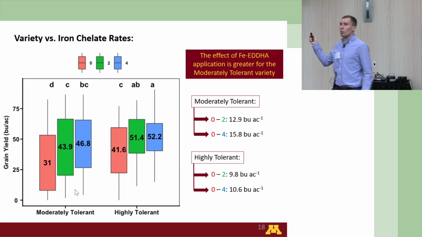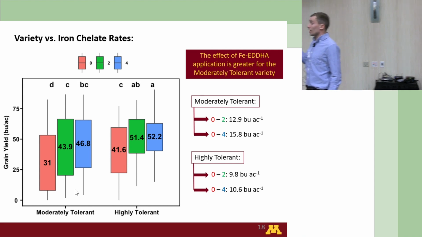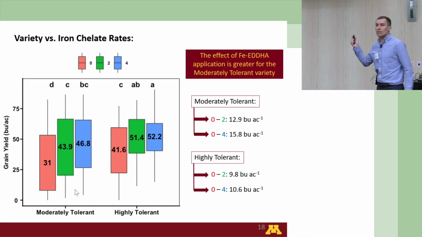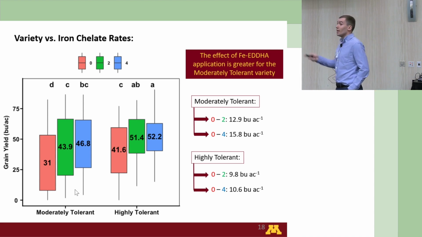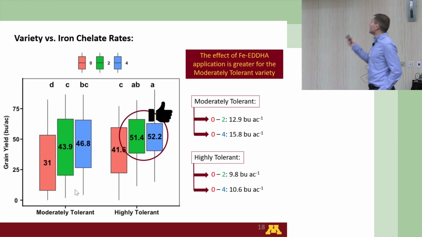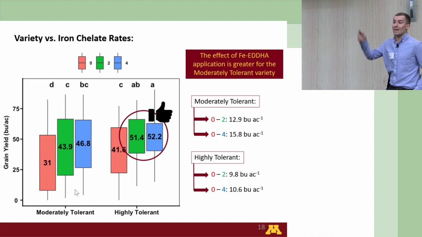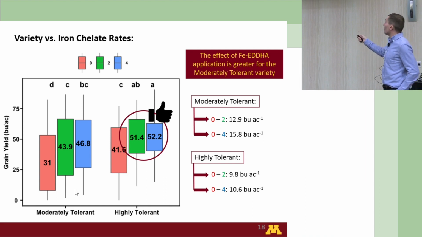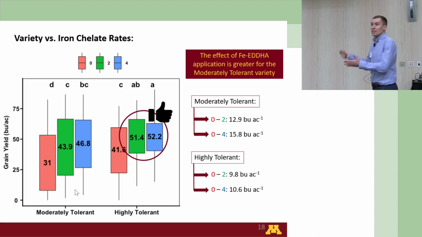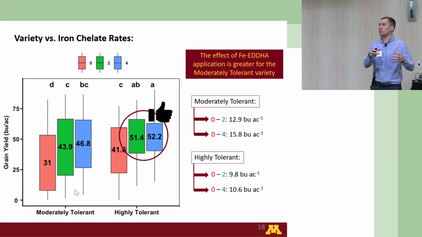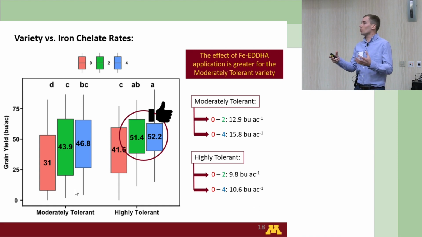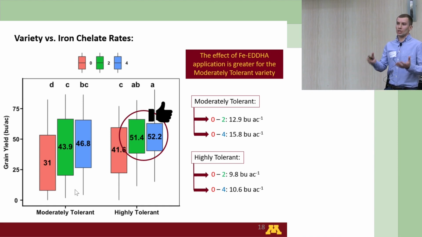But what is most important here, and what I would like you to focus on, is that although the effect of iron chelate application was greater for the moderately tolerant variety compared to the highly tolerant one, the highest yields were achieved by having a highly tolerant variety combined with iron chelate application. And this is very important, and it ties back to what I was saying before, that combining these two management strategies appears to be a very good alternative or a good decision to achieve high yields.